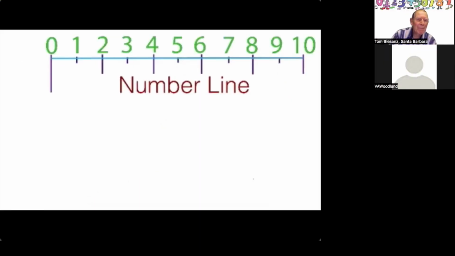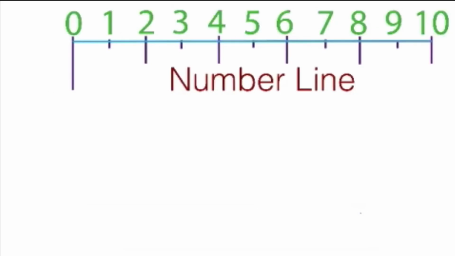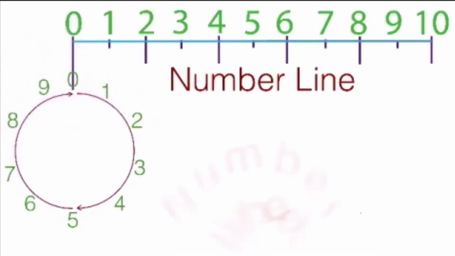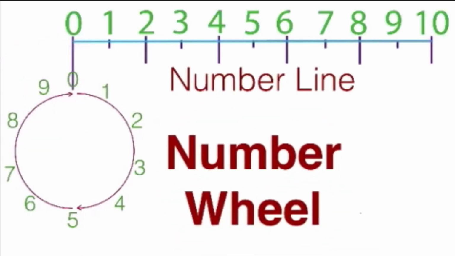I'm going to start with making number wheels. What happens when we take a number line to 10 and wrap it in a circle? Well, it goes 1, 2, 3, 4, 5 is halfway around, and 6, 7, 8, 9, 10 is right where 0 was, and that's a number wheel.